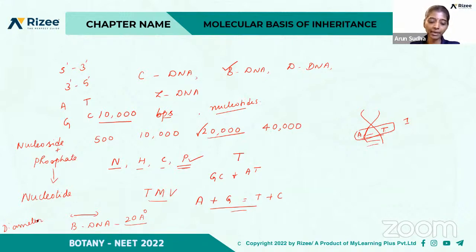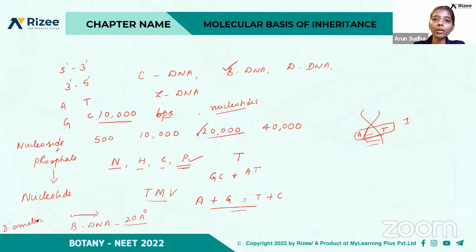Similarity in DNA and RNA. Both are polymers of nucleotides. Both have similar pyrimidine. Both have similar sugar. Both are genetic material. Among these, which is the similarity between DNA and RNA? Yes, A is the right answer.